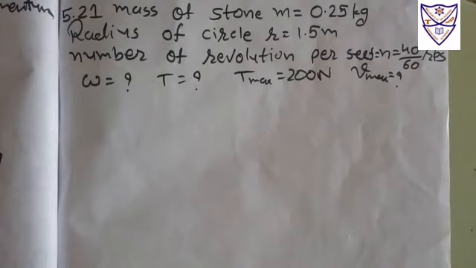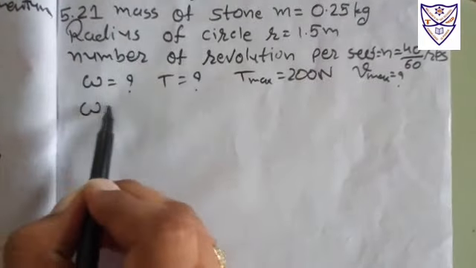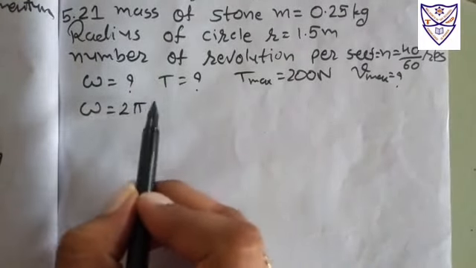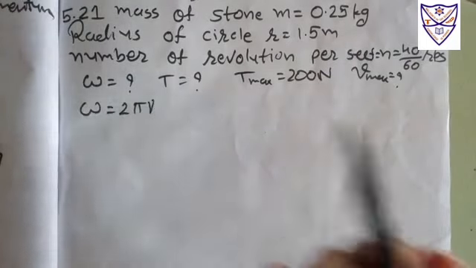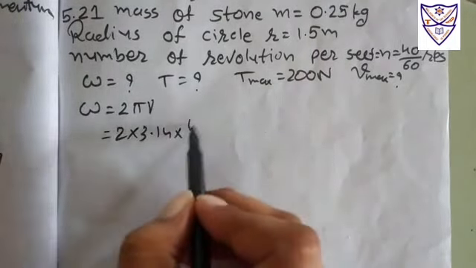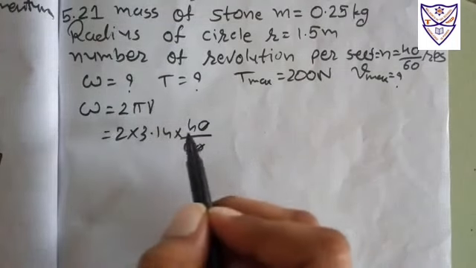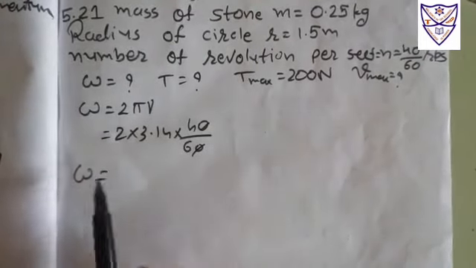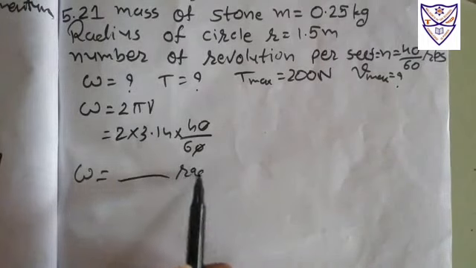Starting from the omega formula, omega is 2 pi nu, or f, or n. So 2 into 3.14 into 40 upon 60. Then we find omega, which is in radian per second, right?